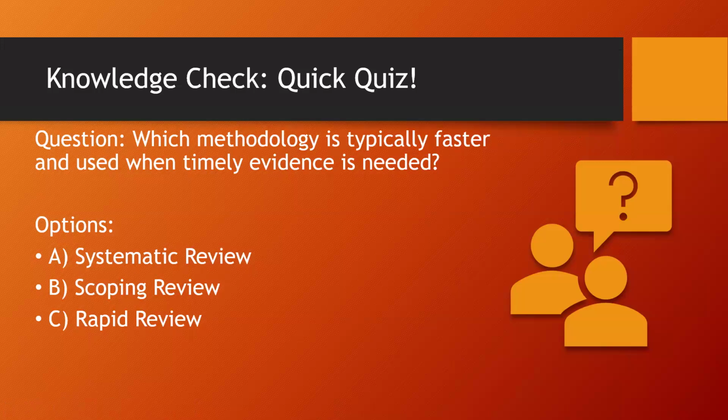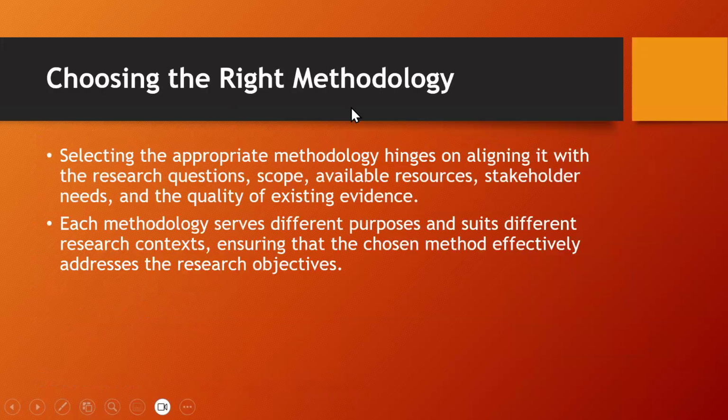Okay, let's see the answer now. Yes, you are correct. If we need timely evidence, then you have to use a rapid review. Suppose in the COVID time, we needed lots of evidence, but we needed timely evidence. So most of the people used the rapid review. So this can be used in such kind of emergency.